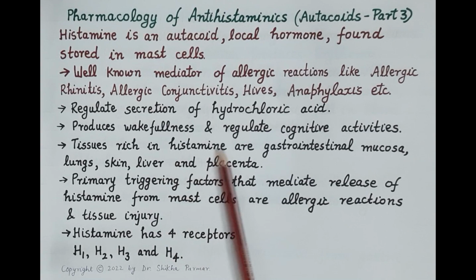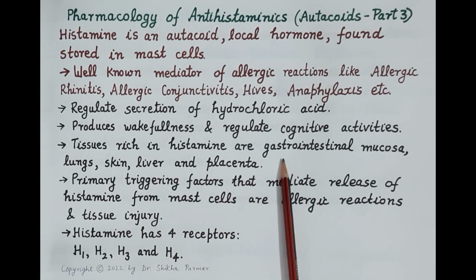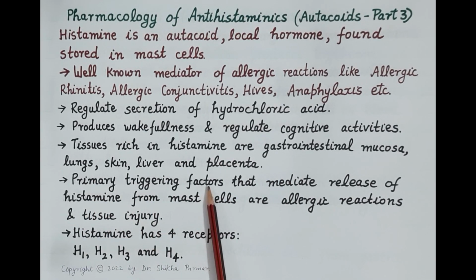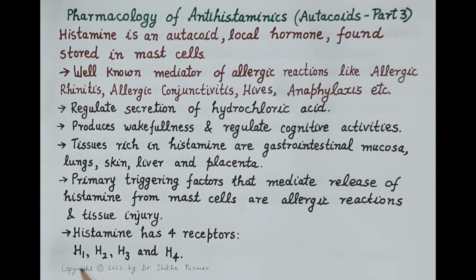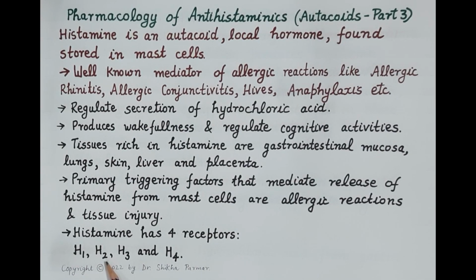Now, tissues rich in histamine are gastrointestinal mucosa, lungs, skin, liver and placenta. Now, the most important primary triggering factors that mediate release of histamine from the mast cells are allergic reactions and tissue injuries. Now, histamine has 4 receptors: H1, H2, H3 and H4. H1 receptors mainly mediate allergic and inflammatory reactions. H2 receptors mediate release of hydrochloric acid from the parietal cells.